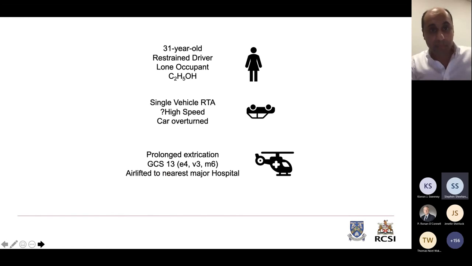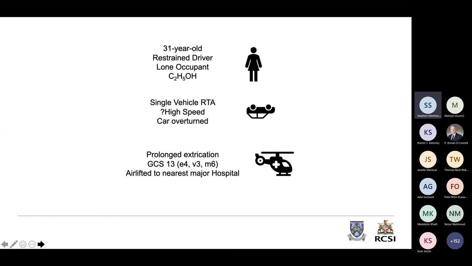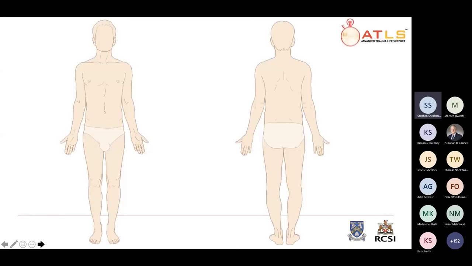The patient is a 31-year-old lady, a restrained driver, a lone occupant in a car. The curbside wheels struck the curb at high speed, causing the car to overturn. Her GCS at the scene was 13. She was losing 0.4 verbal score. And following a prolonged extrication, she was airlifted to the nearest major hospital.